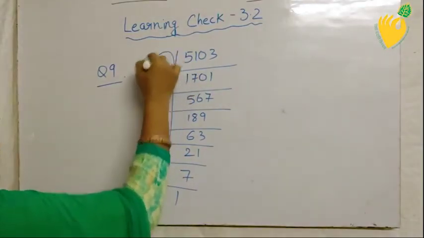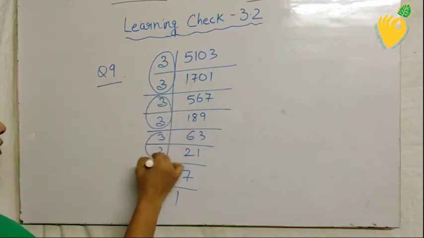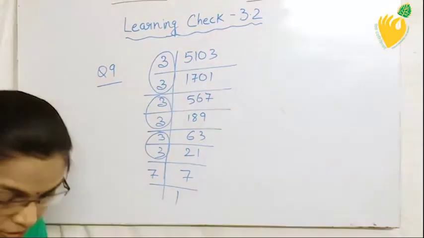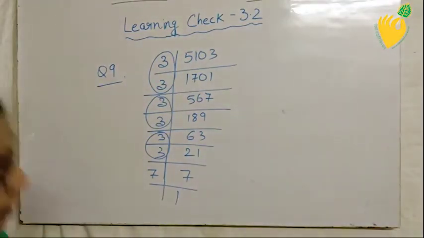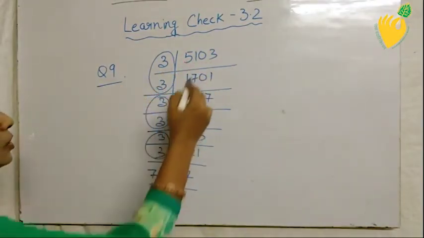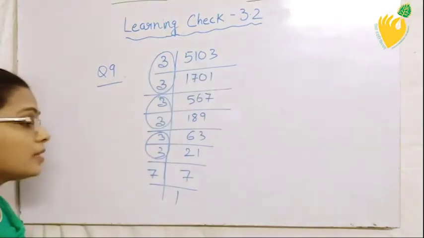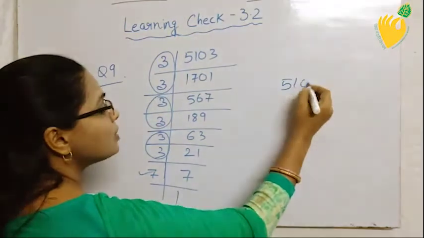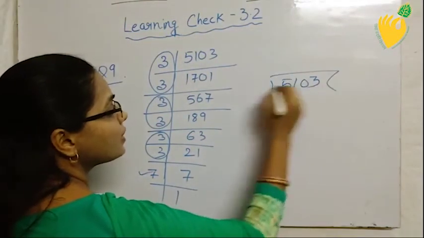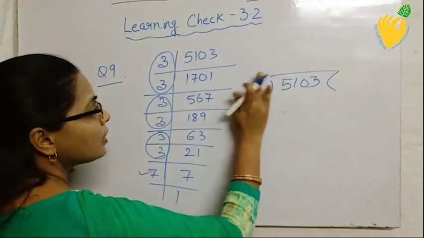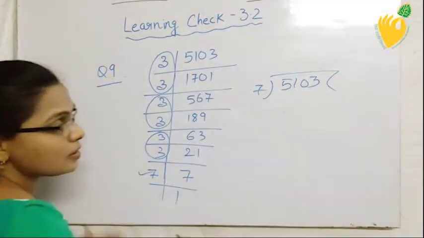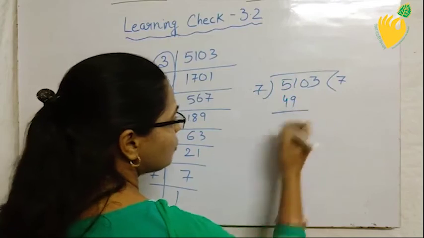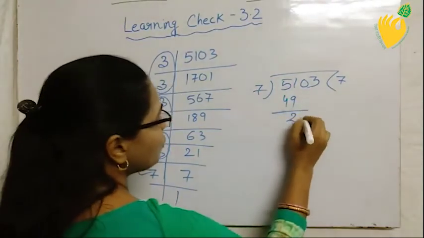We will start making the pairs. 1 pair, 2 pairs, 3 pairs of 3 and 7 is alone. And our question is, by which smallest number we have to divide this to make it a perfect square. Simply 7 is alone here, so divide 5103 by 7 to make it a perfect square. That is 7 7 ja 49. Students, what will be left? 2.